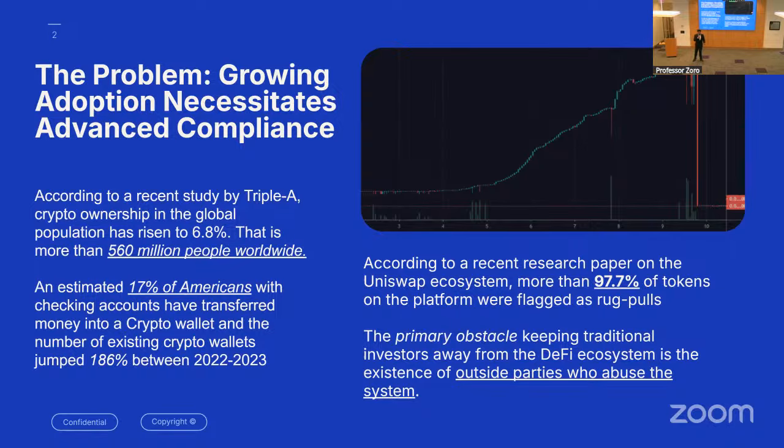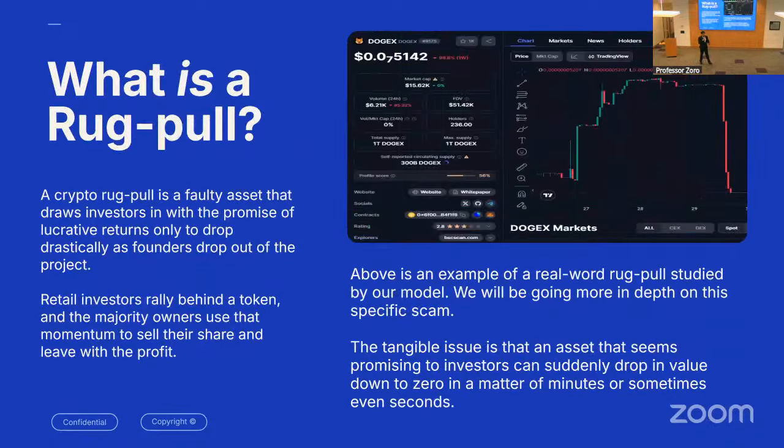Most new tokens fail. Now let's talk about the type of fraud. The most common is a rug pull. So let's talk about what a rug pull is. A rug pull is an asset that is created by a group of people, and it proclaims to have some kind of value. Now, the way it attaches itself to value may be attesting some kind of research.